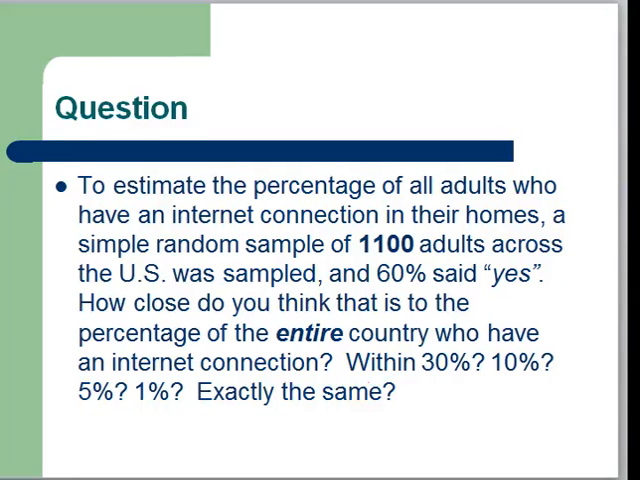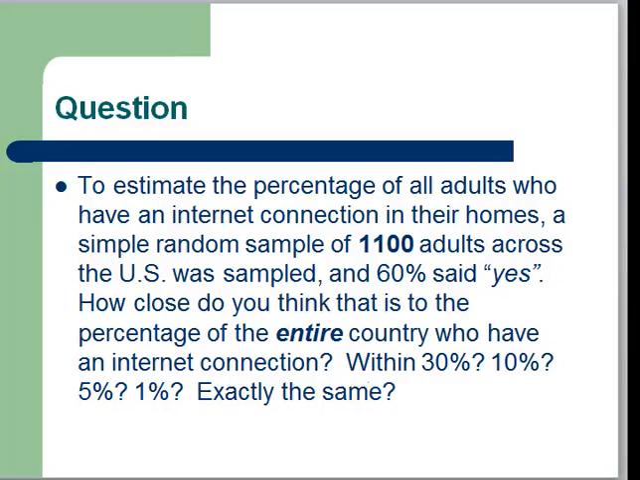It's listed on your guided notes, so take a moment to read the thought question and formulate an answer, then restart this lecture again. The question that I've posed is this: to estimate the percentage of all adults who have an internet connection in their homes, a simple random sample of 1,100 adults across the U.S. was sampled and 60% said yes. How close do you think that is to the percentage of the entire country who have an internet connection? Is it within 30%, within 10%, 5%, 1%, or exactly the same?